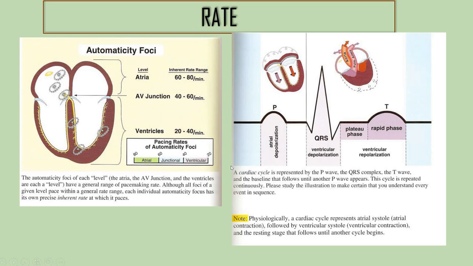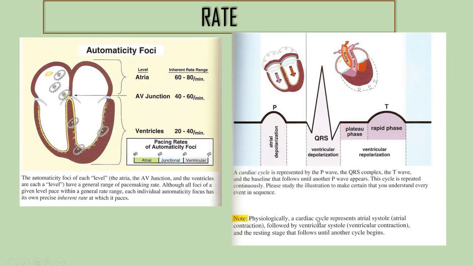A cardiac cycle is represented by the P wave, the QRS complex, and the T wave. The baseline follows until another P wave appears. This cycle is repeated continuously. Please study the illustration to make certain that you understand every event in sequence.